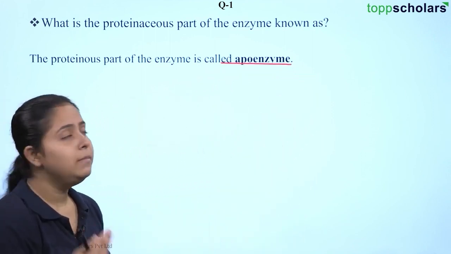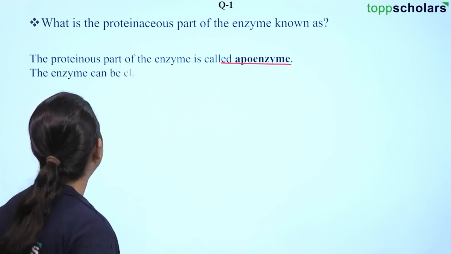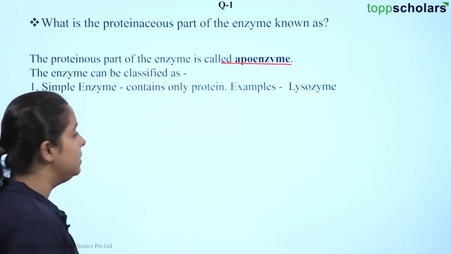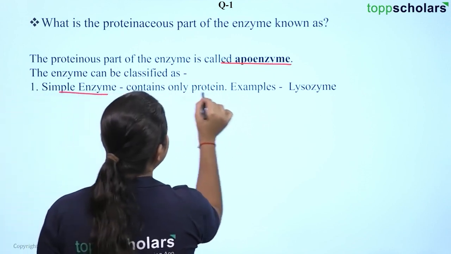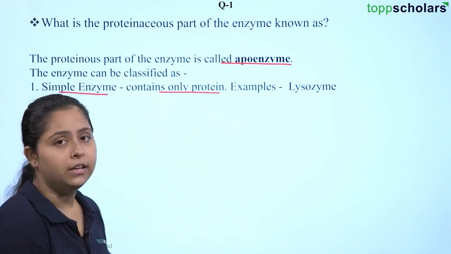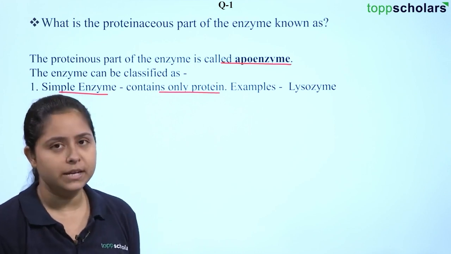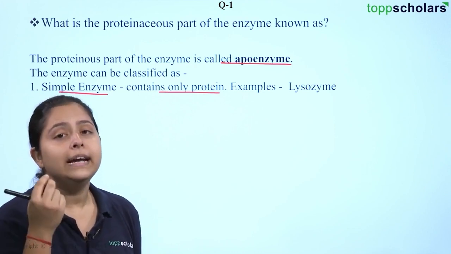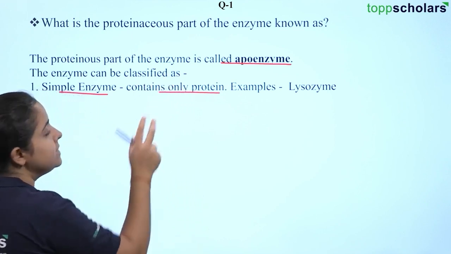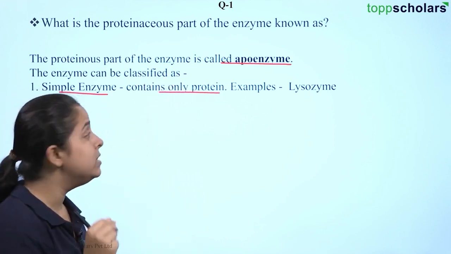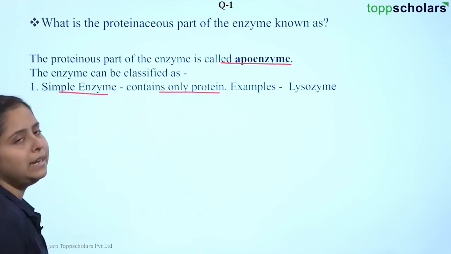So enzymes can be classified in various parts. The very first one, the simplest one, is the simple enzyme. Over here, the enzyme only consists of protein. For example, lysozymes. As you all must know, enzymes are proteinaceous in nature. So if the enzymes have only protein molecules, then we term them simple enzymes.